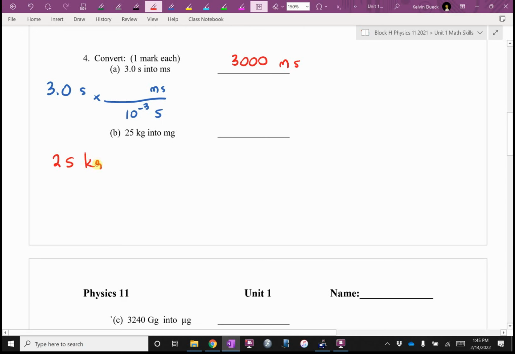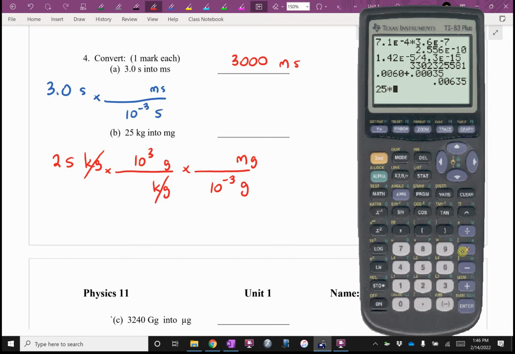25 kilograms. Get rid of kilo on the bottom and just plain old grams. Kilo is 10 to the third, and the 10 to the third goes where the kilo isn't. If I stopped there, that would be grams, but now I want to get rid of grams, bring in milligrams. Milli is 10 to the negative 3, and it goes where the milli isn't. So it's going to be 25 times 10 to the third divided by 10 to the negative 3.